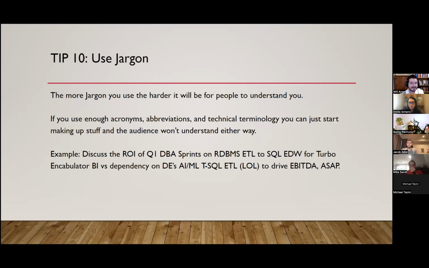So again, to give a bad presentation, use lots of jargon, acronyms, and abbreviations. If you want to do a good presentation, you want to be clear and concise and not overly reliant on acronyms and abbreviations and other terminology.